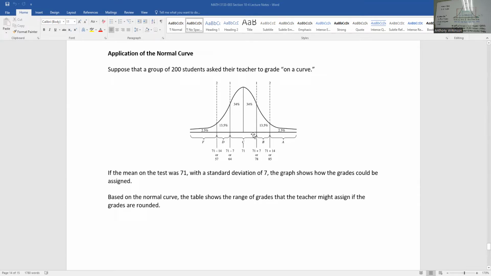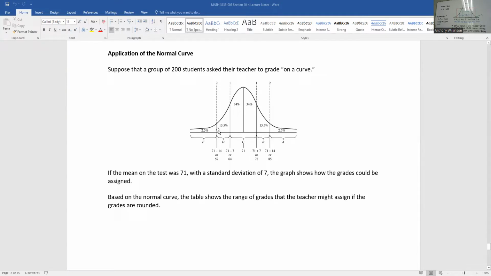So here is what that normal curve looks like. The mean is 71, so that means 71 is at the center. And then, of course, 68% are going to be within one standard deviation of the mean. So if I subtract 7 from 71, that will be 64. And if I add 7 to 71, that would be 78.